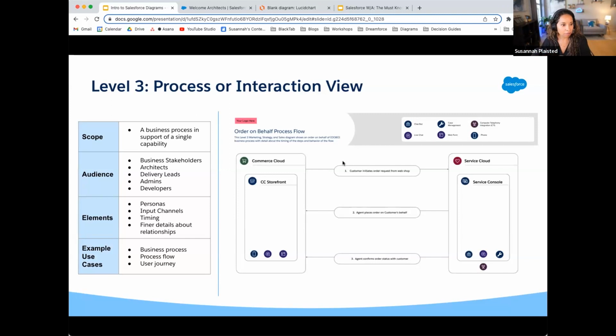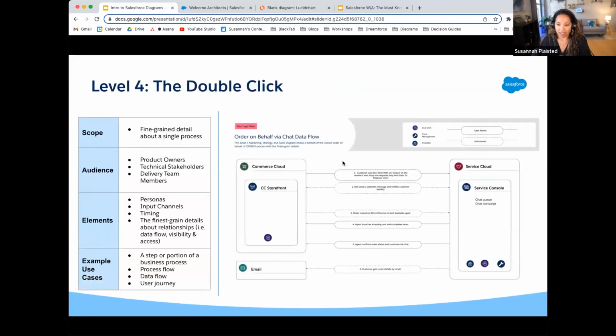And then for level 4, we have the double click. So this is the finest grain detail about that process. So instead of just looking at an overall order on behalf of process, we're looking at how you might do that via chat. So not via phone, not via the website, but via chat. So this has, again, a step of that portion of a business process flow. Might also see a data flow or, again, a user journey that's really scoped to a specific process.